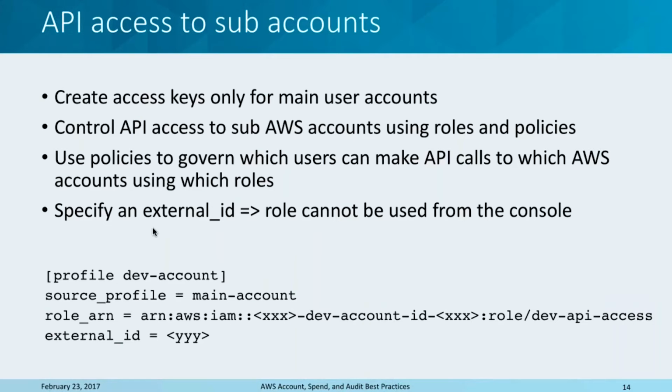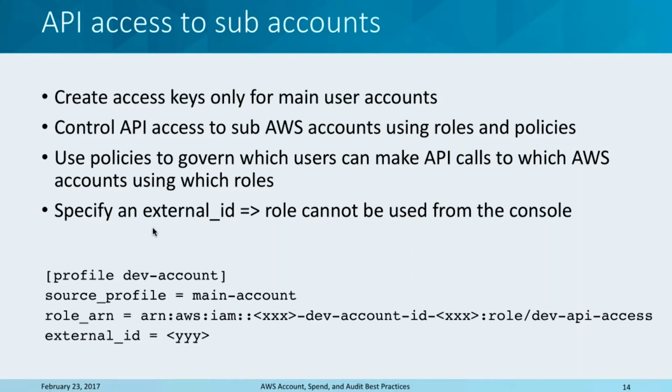Okay, so that's how you control console access. So how do you control API access? Again, you only want to create access keys for the main account. So the way you allow users to access your sub-accounts using APIs, given that the sub-accounts do not have user accounts or access keys for that user, is that you use the source_profile directive in your Amazon profile, right? So you say the source profile is the main account. That means it's going to use the credentials from the main account to authenticate the user and then allow them to access, in this case, the dev account.